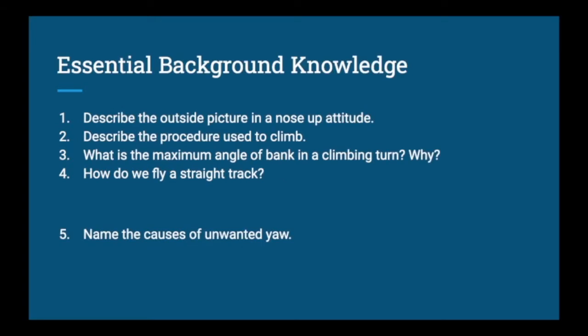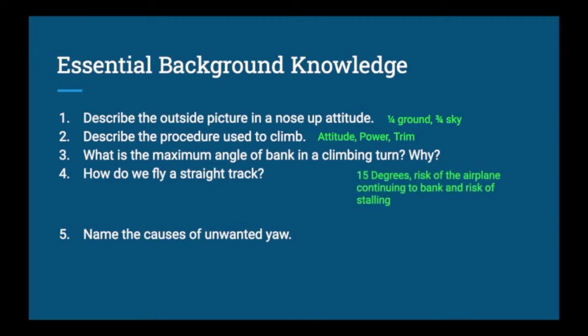All right, some background knowledge prior to beginning our lesson here. Starting with number 1, describing the outside picture in a nose-up attitude: we're going to see less ground, more sky, and the nose is going to be above the cruise attitude. The procedure used in a climb is always attitude, power, trim. The maximum angle of bank in a climbing turn is 15 degrees, and this is to reduce the risk of the airplane overbanking and stalling. You're also going to have a reduced climb performance the more you bank.